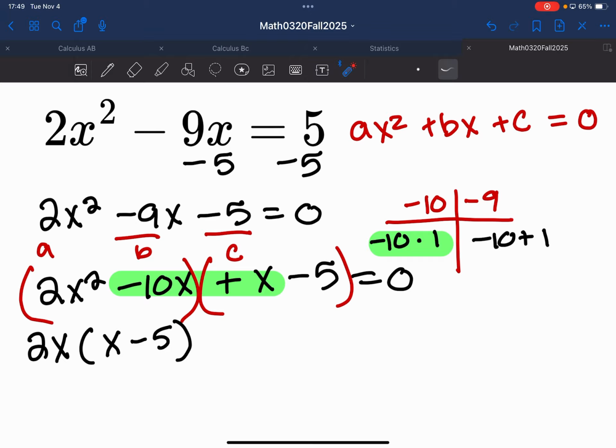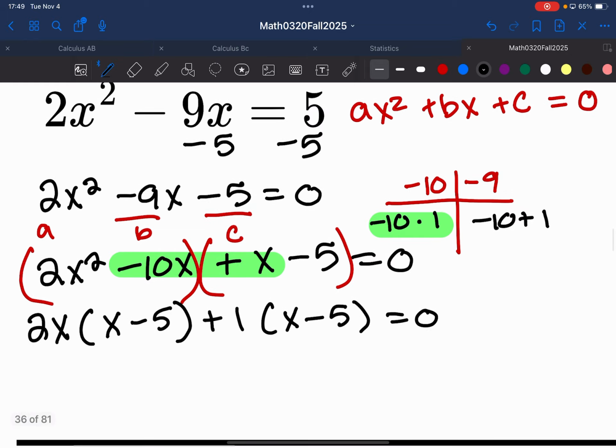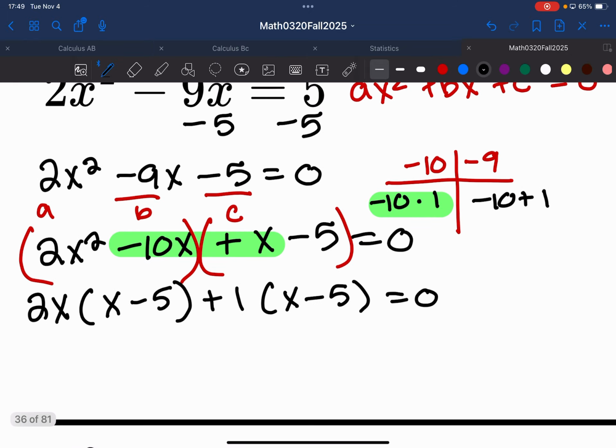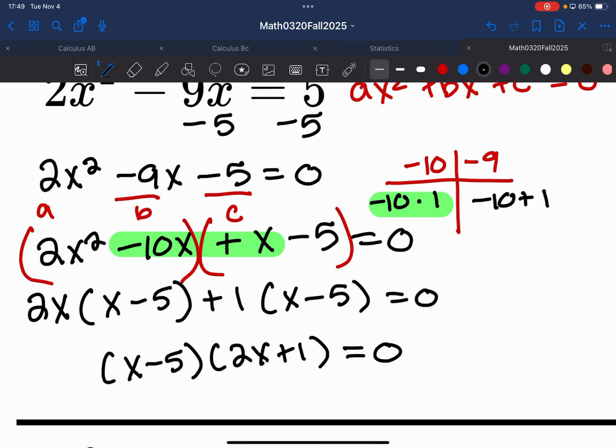Not quite, because we still got to take a GCF out of here. But since these match, what am I technically taking out so it doesn't change? A 1. So I'm going to do plus 1, which means I still have x minus 5 equals 0. Okay? Which means my two factors are going to be x minus 5 and 2x plus 1 equals 0.